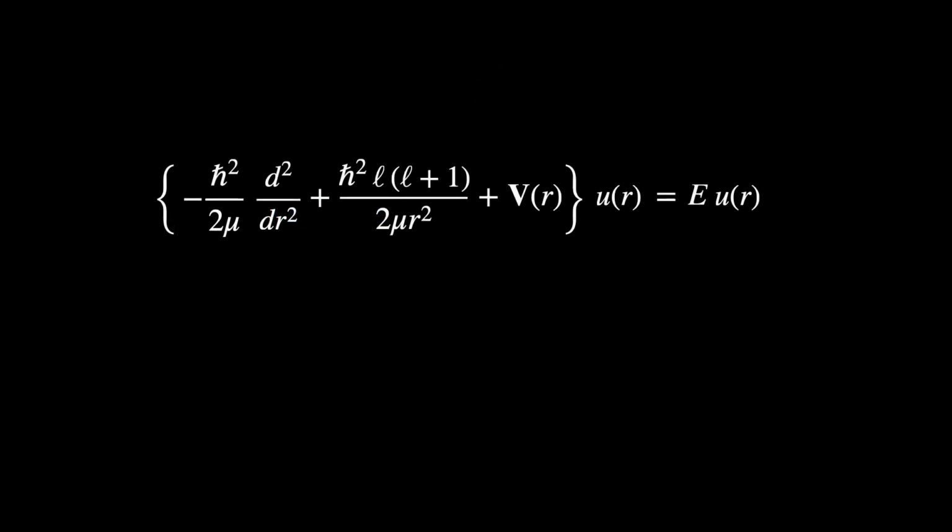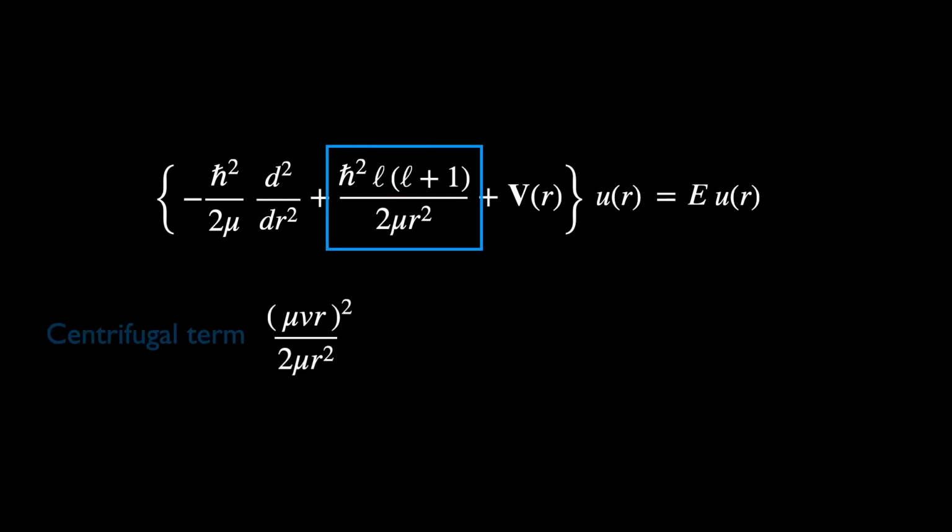We can also see it this way. Angular momentum for circular motion is just the mass mu times the orbital velocity and the radial distance of the particle. Putting these into the centrifugal term, we find that this is just the kinetic energy associated with the circular motion. However, take note that this intuition only applies in the classical limit, as a quantum mechanical particle does not follow a classical trajectory.